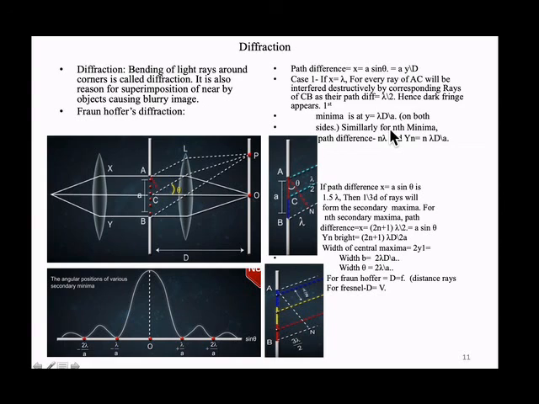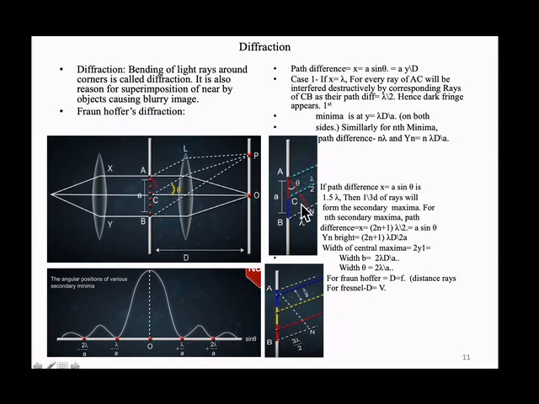Similarly, for the nth minima, these are all minima. Minima means the path difference is n lambda. You see the difference. In interference, if the path difference is n lambda, I am getting a maxima. But in diffraction, if the path difference is n lambda, I am getting a minima, a dark fringe. Similarly, in interference, if the path difference is n plus 1 by 2 lambda, I am getting a destructive interference.